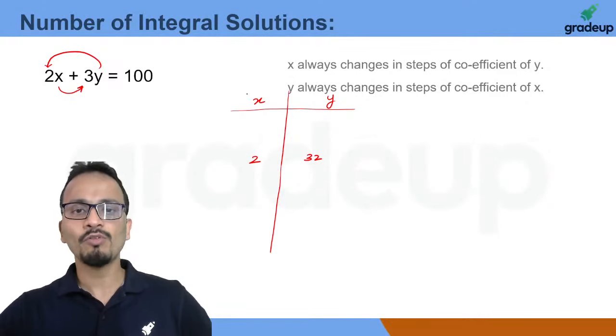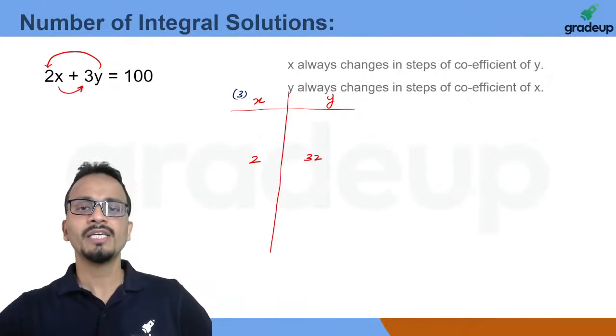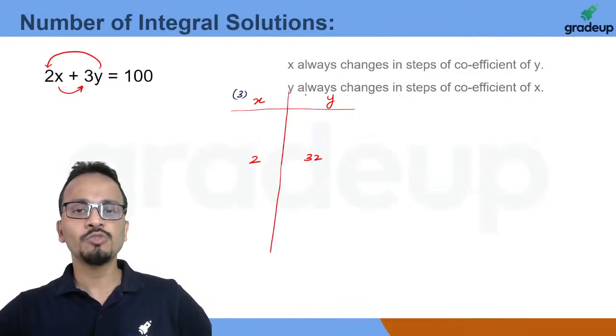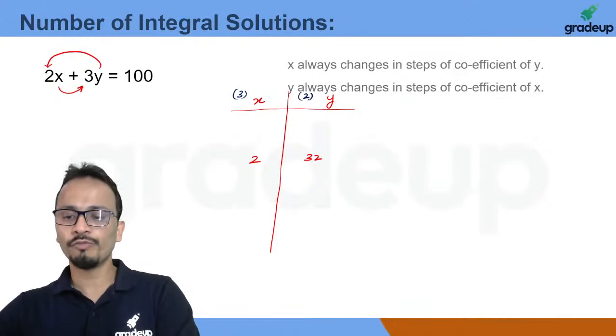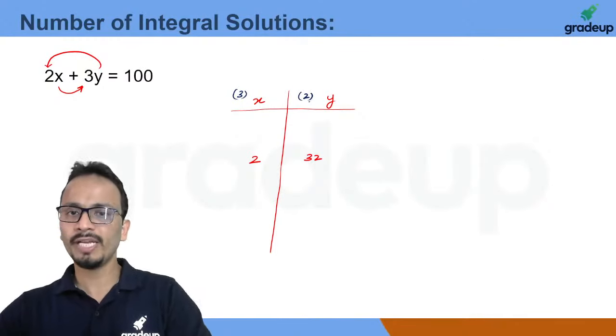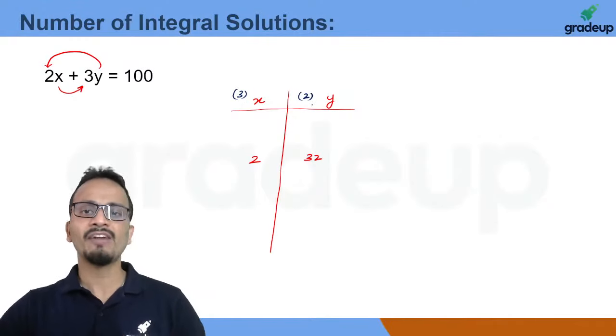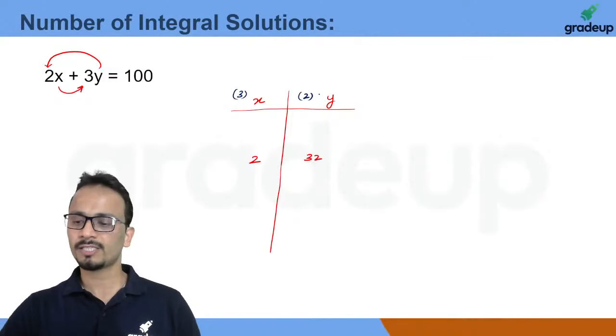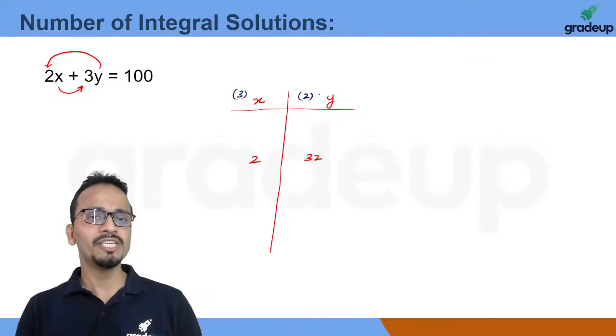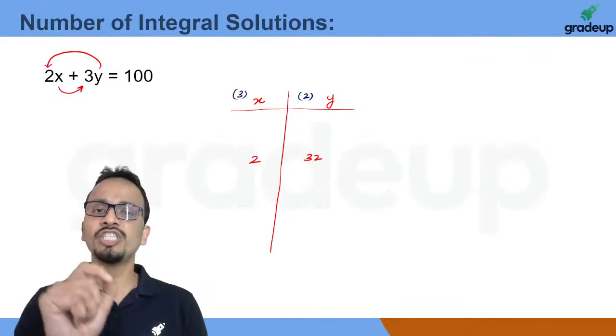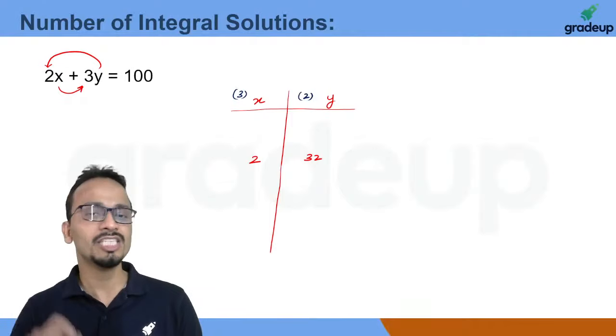So I'll quickly write it. Whenever the value of x changes by 3, which is the coefficient of y, the value of y will change by 2, which is the coefficient of x. Am I clear? So x will change by the coefficient of y and y will change by the coefficient of x. Now my dear friends, I have just mentioned that x and y will change, but I have not mentioned the nature of change.